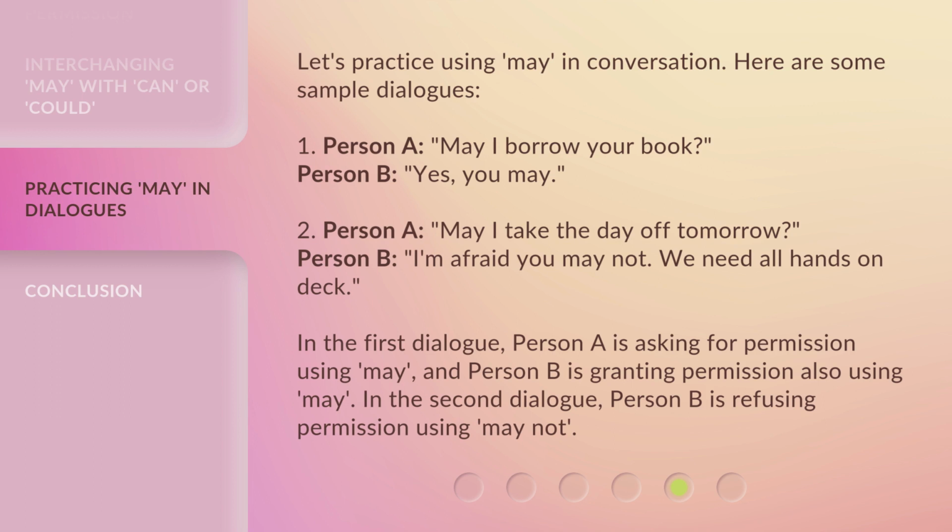In the first dialogue, Person A is asking for permission using may, and Person B is granting permission also using may. In the second dialogue, Person B is refusing permission using may not.